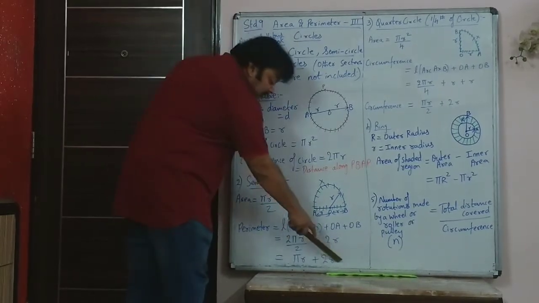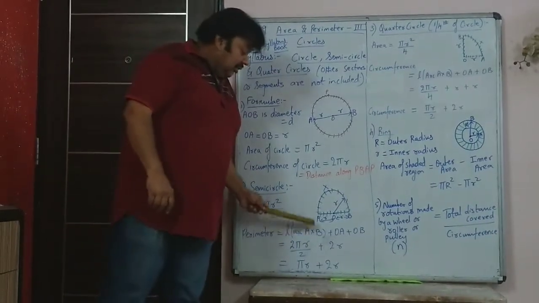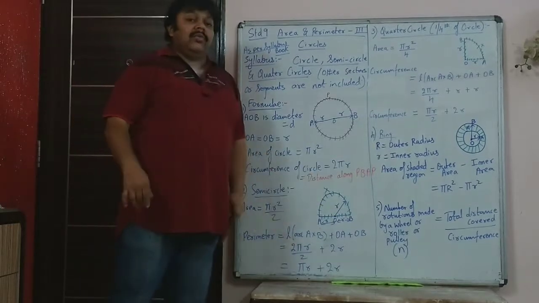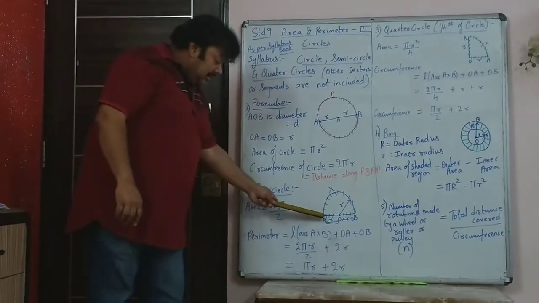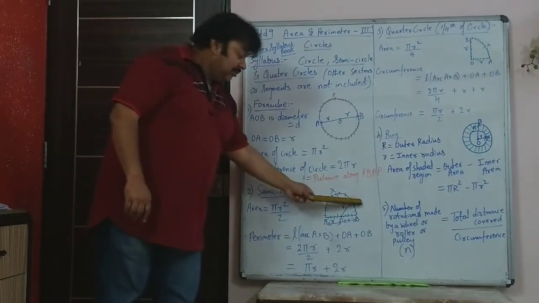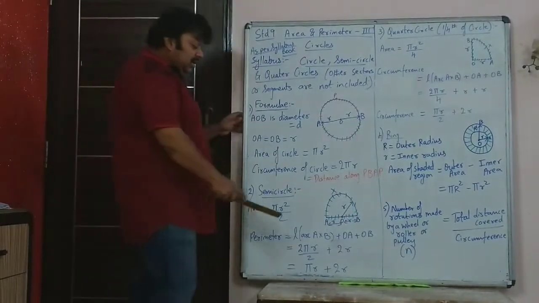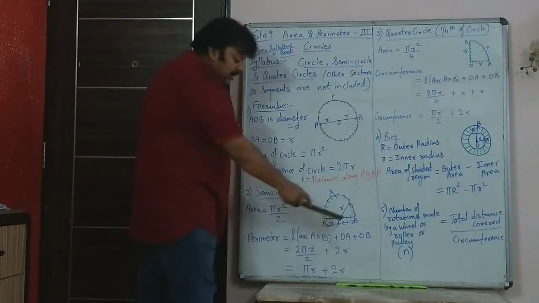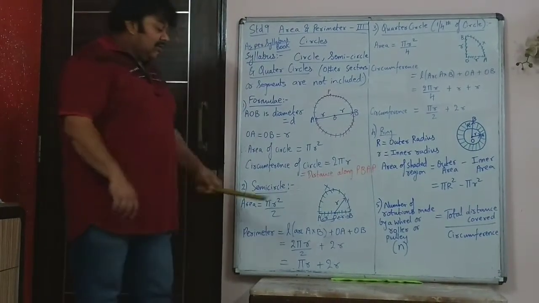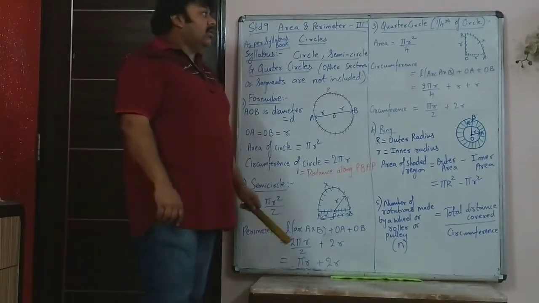Many times students forget this 2r. They forget this 2r because they only think of half the circle. So they write directly 2 pi r upon 2. But understand this, that 2 pi r upon 2 is only AXB. AXB is 2 pi r upon 2. So that is only the length of the arc AB. BA will be further 2r. So you have to take an account for that 2r also. So it is pi r plus 2r.